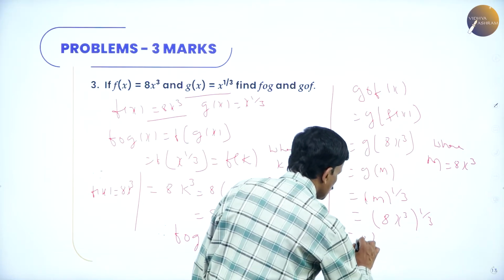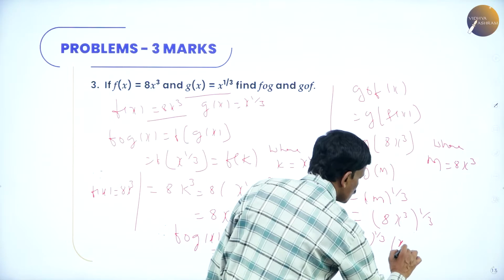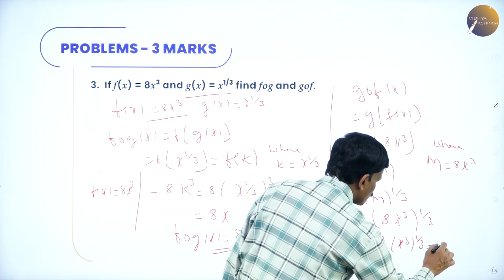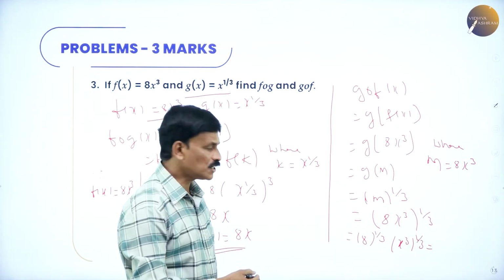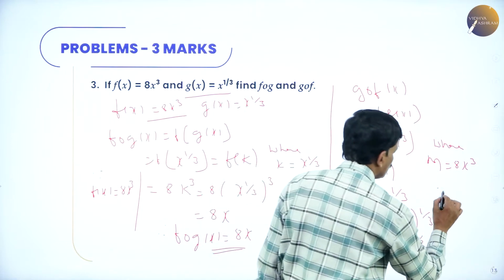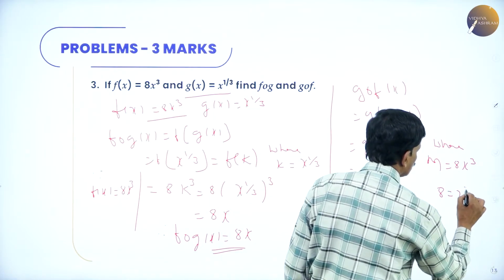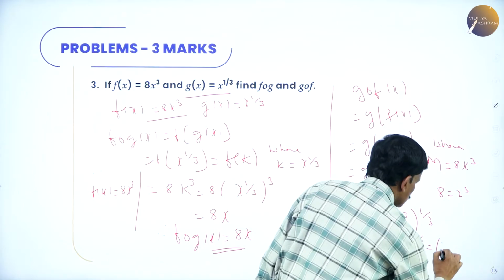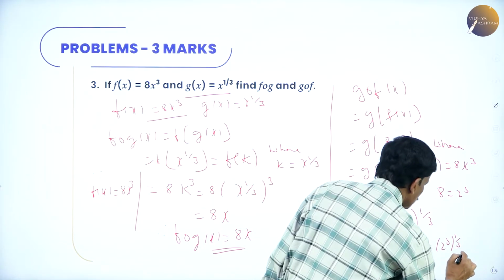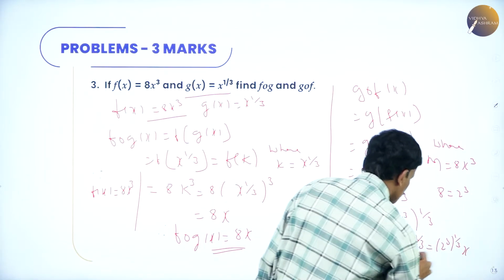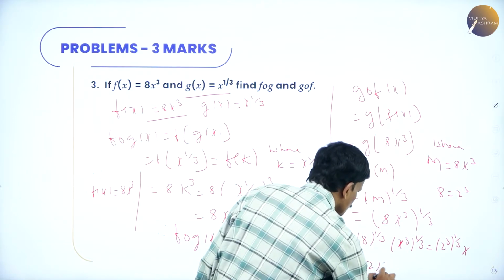So this is 8 to the power of 1 by 3, x cube whole to the power of 1 by 3. 3 gets cancelled. This can also be written as 8. 8 is nothing but 2 cube. So this is 2 cube whole raised to 1 by 3, and 3 gets cancelled, x. So this can be written as 2x.